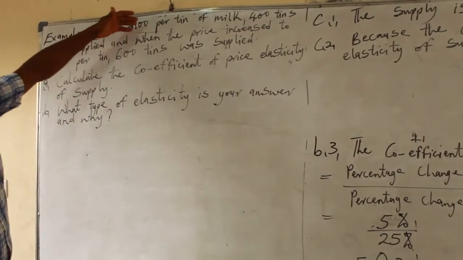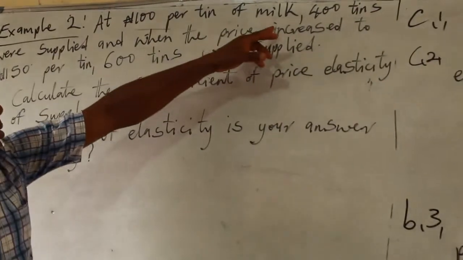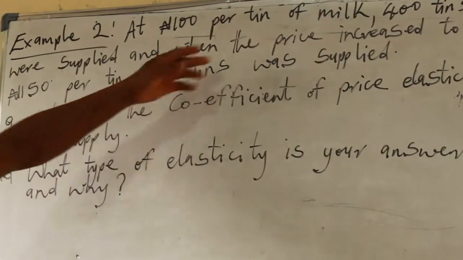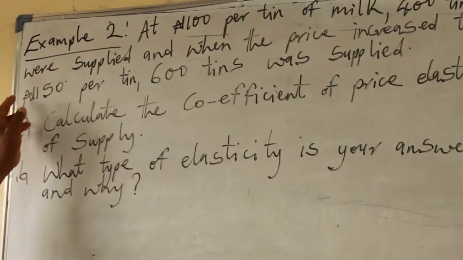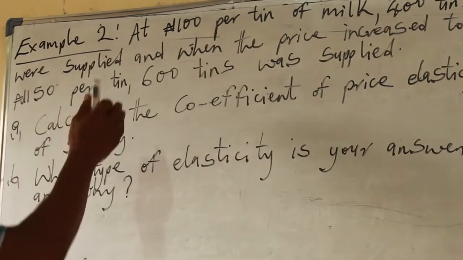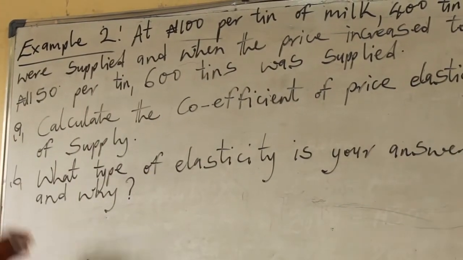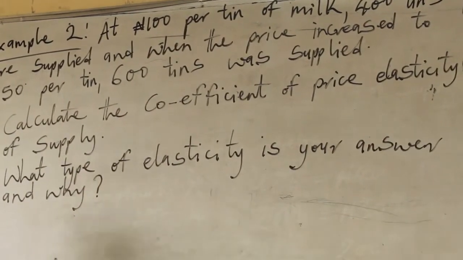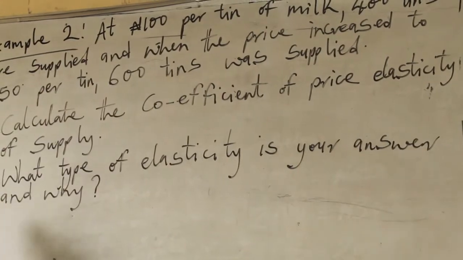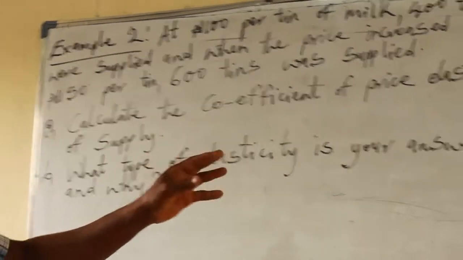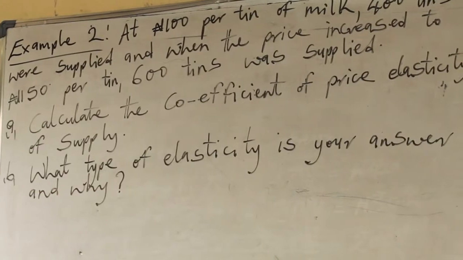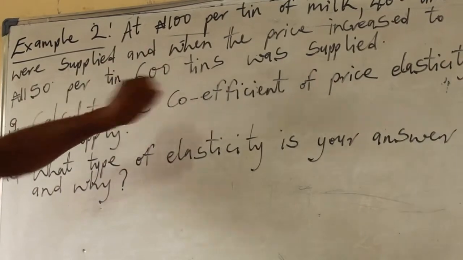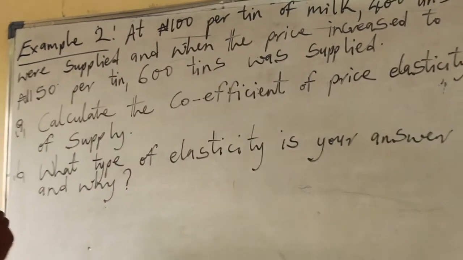Here we are told that at 100 naira per tin of milk, 400 tins were supplied. And when the price increased to 150 naira per tin, 600 tins were supplied. A, calculate the coefficient of price elasticity of supply. B, what type of elasticity is your answer and why? You can see that this is also another standard WAEC question. Solution.